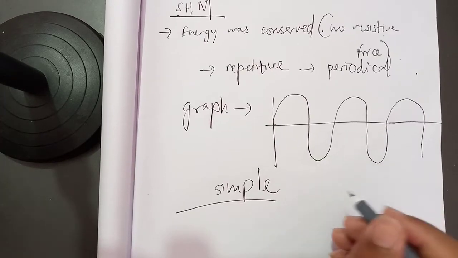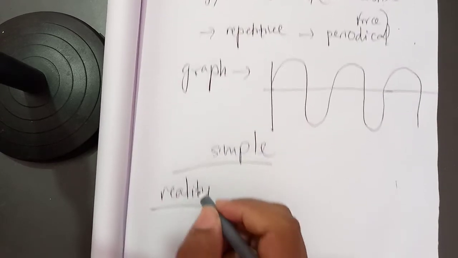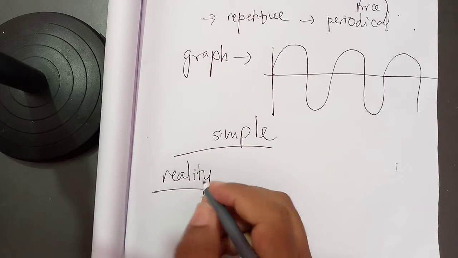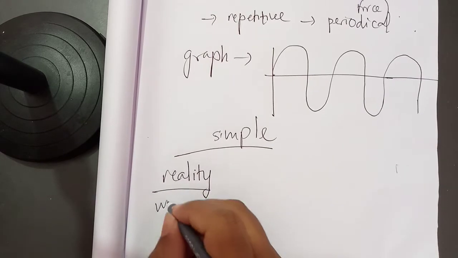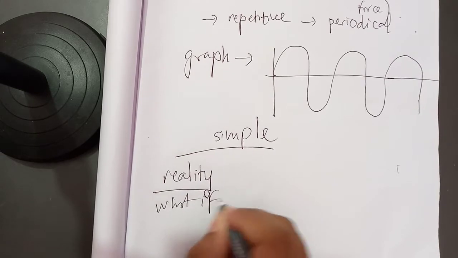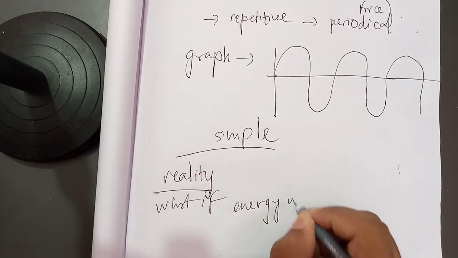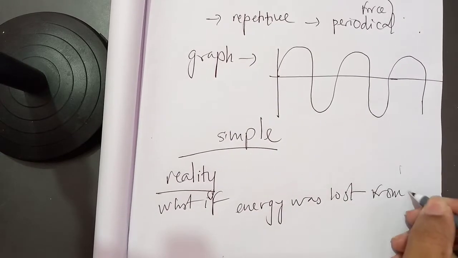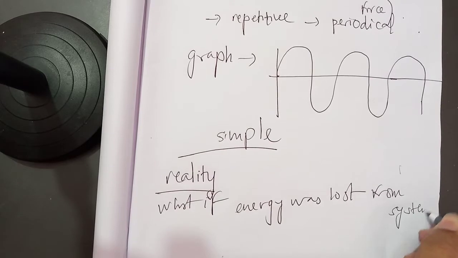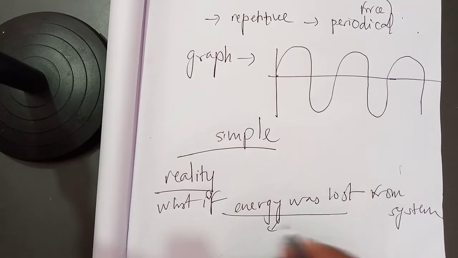But what happens in reality is that the energy from the system is lost. So what if energy was lost from the system? I mean, we consider there is a loss in the system. And how is the energy lost? By resistive force.